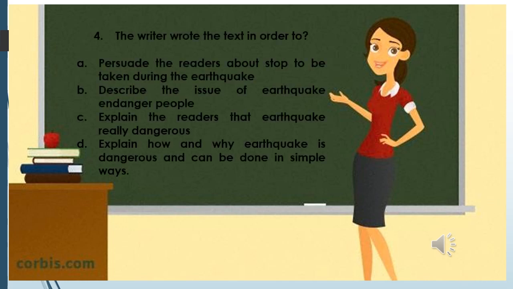Number 4. The writer wrote the text in order to A. Persuade the readers about steps to be taken during an earthquake. B. Describe the issue of earthquakes endangering people. C. Explain to the readers that earthquakes are really dangerous. D. Explain how and why earthquakes are dangerous and can be handled in simple ways.